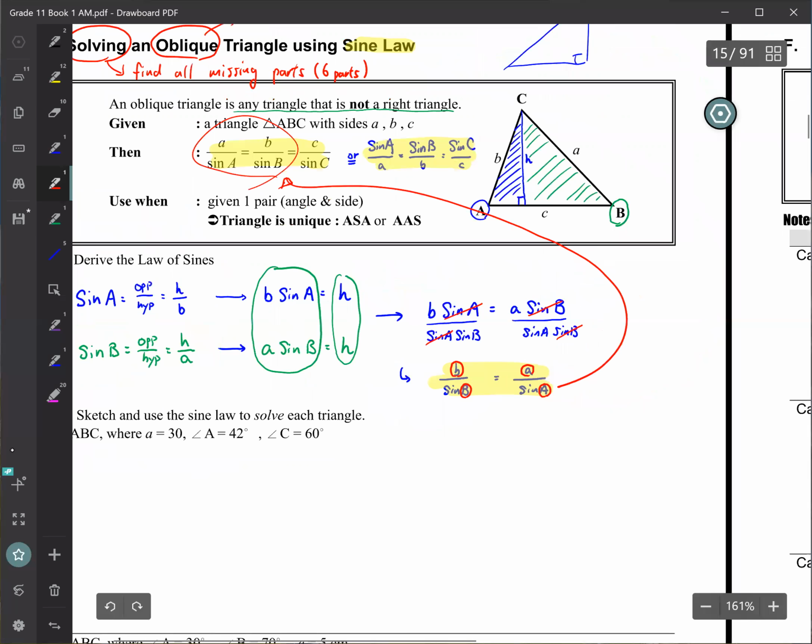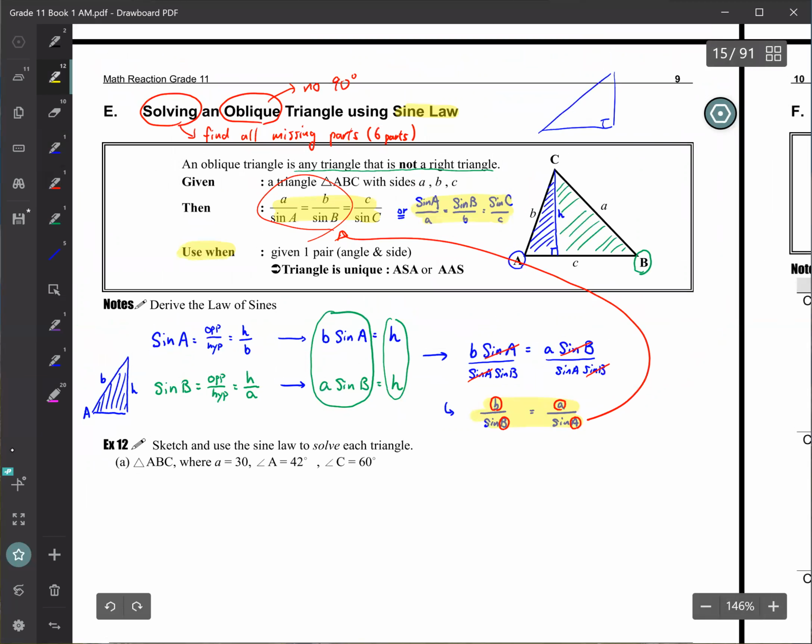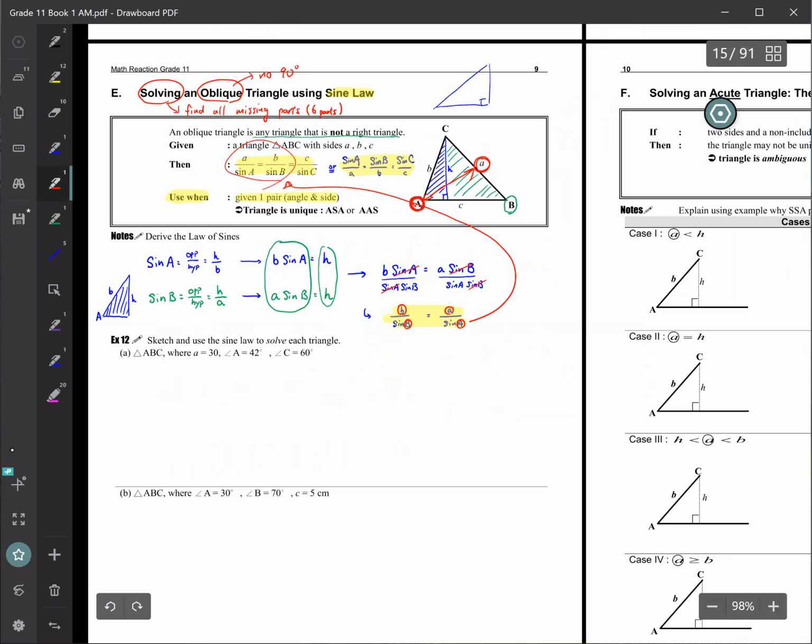So what I mean is, like over here, look at the top: use when given 1 pair. Okay, 1 pair means you are given an angle and its opposite side, okay? So like, I give you angle A, and I also give you side A. If I give you that, then you can use it to find other ones, okay? So let's take a look at an example.